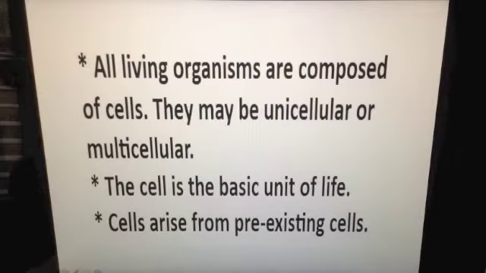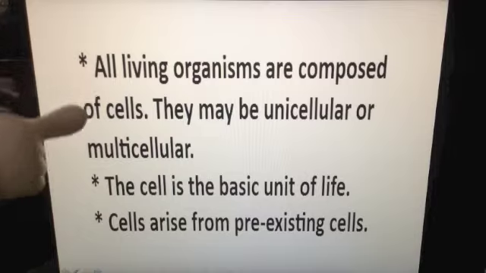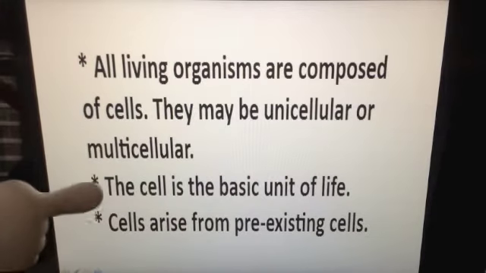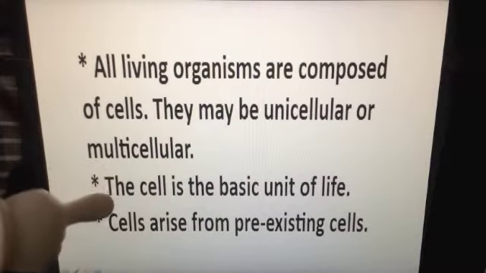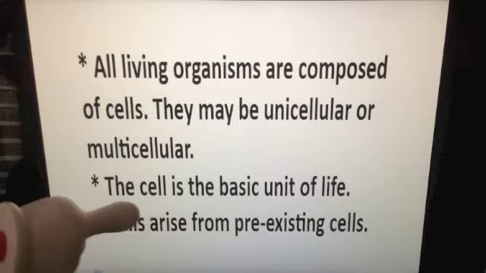The three main parts of the cell theory. First, all living things are composed of cells. They may be unicellular or multicellular. The cell is the basic unit of life. Cells arise from pre-existing cells.